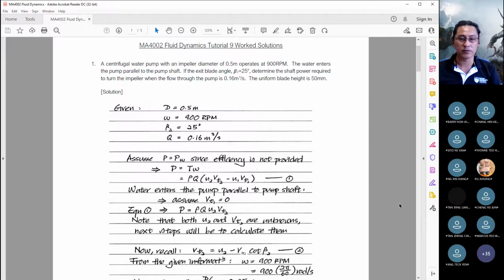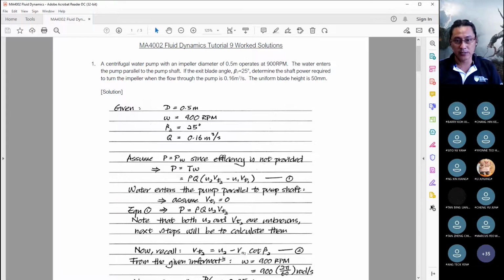We are told that we have a centrifugal water pump that has an impeller diameter of 0.5 meters. So this impeller diameter must be the entire impeller. That means the OD, so to speak, because there's a hole in the middle. In this case, the way it describes it, the impeller diameter means the external OD, the external diameter rather than the diameter of the eye.